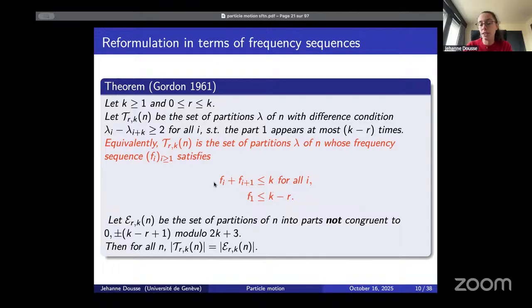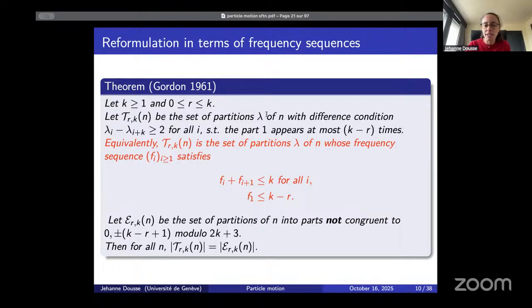So if the frequency of i plus the frequency of i plus 1 is at most 1, that means that you cannot have either 2 times the part i appearing, or both the part i and i plus 1. So in that case, you forbid repeating parts and consecutive parts, so that means that parts differ by at least 2. So with general k, it's really the same idea, just a tiny bit more complicated, but very similar.